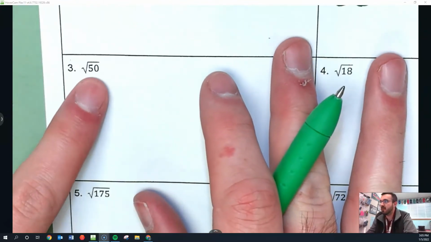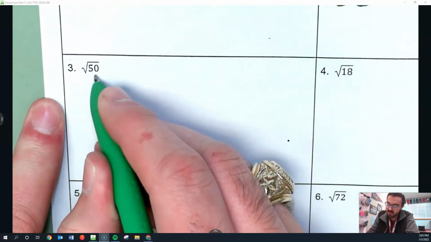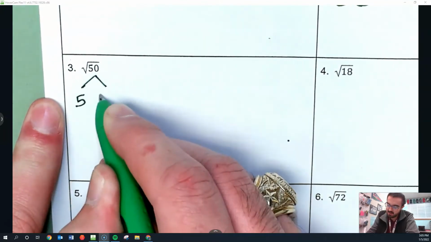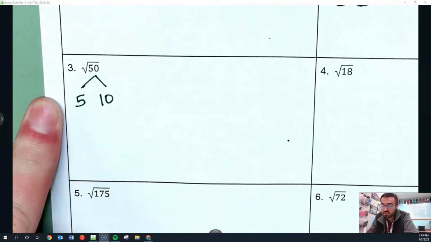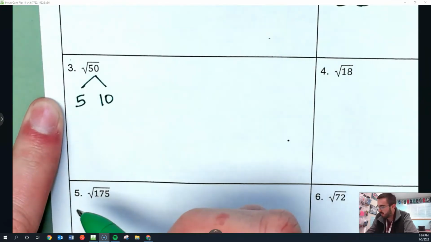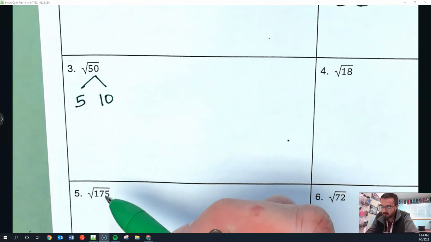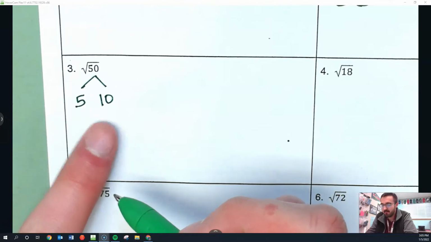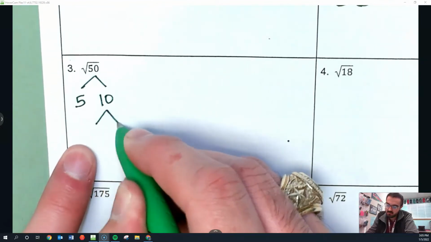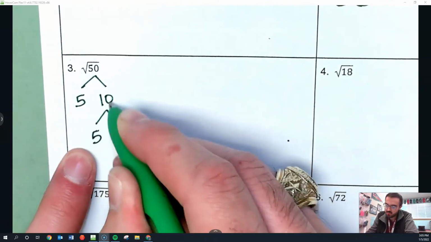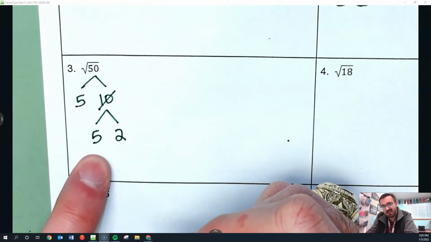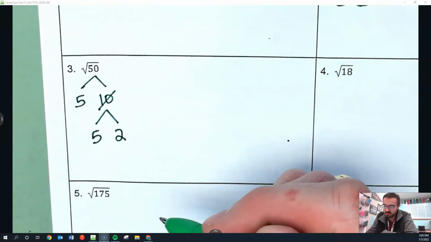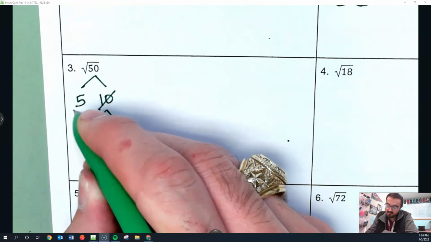Number 3. Okay, I'm going to think about pairs or factors of 50. What comes to mind for me is 5 and 10. Could I have done 25 and 2? Absolutely. 5 and 10. Can 5 break down any more? No, 5's prime. 10? That could break down into 5 and 2. Can 5 break down anymore? No. Can 2 break down anymore? No. So we're done.